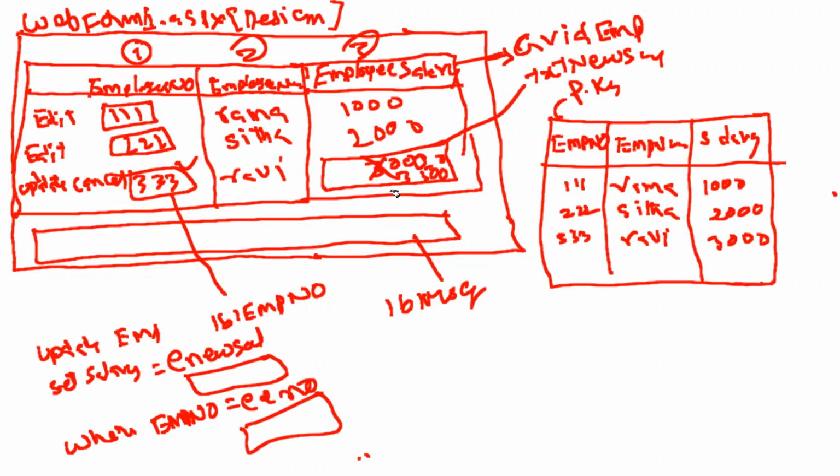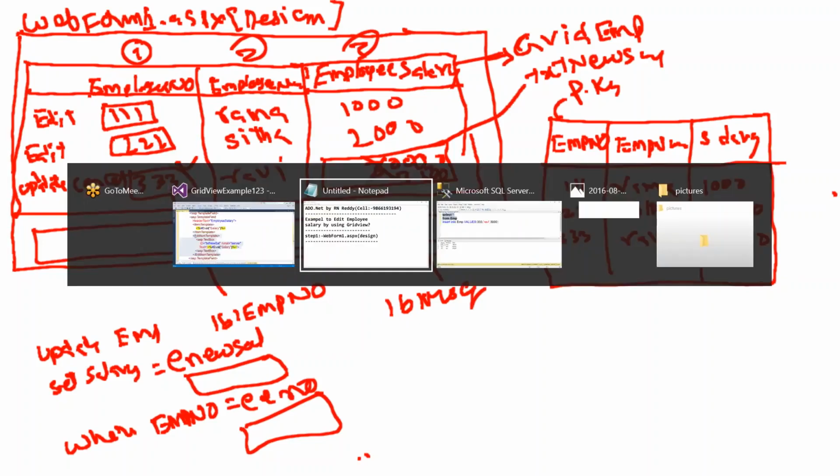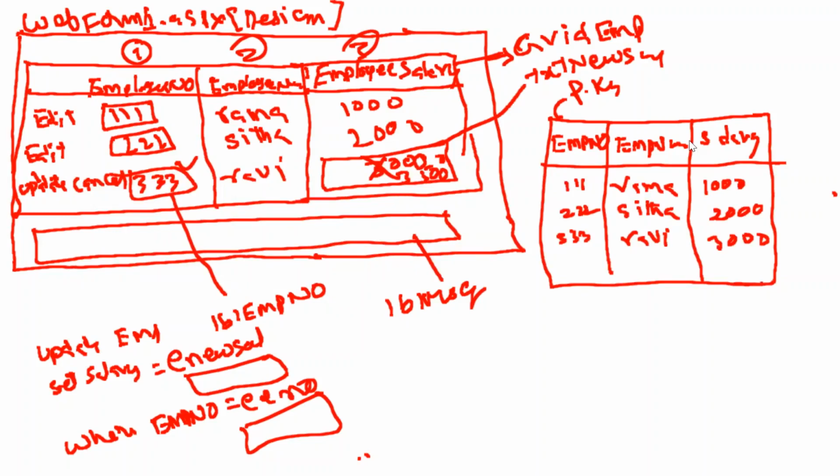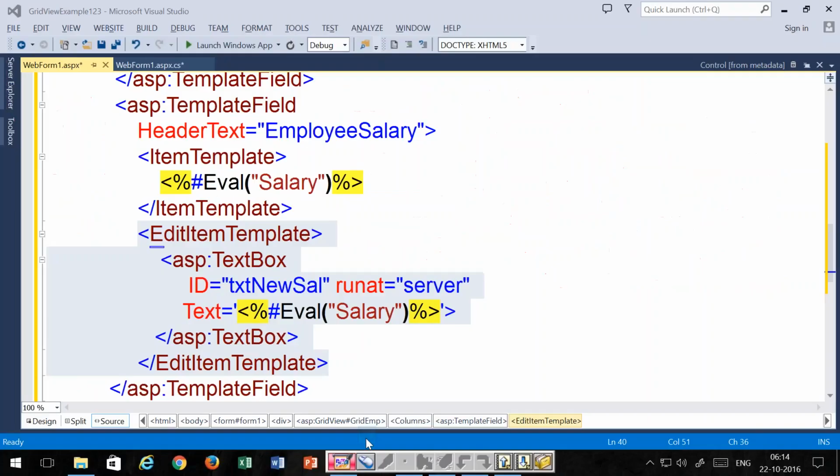So finally, total number of records in the grid view is how many? 3. First and second records are in which mode? Normal mode. Now the third one is in which mode? Editable mode. You can see the salary column with what? Text box. If you want to get the text box, you need to write the editable mode code like this: edit item template and text box.